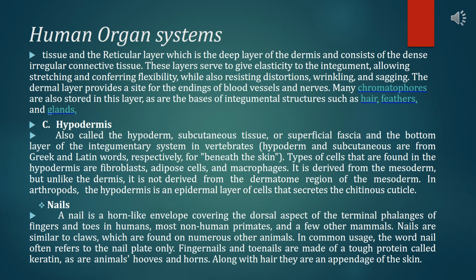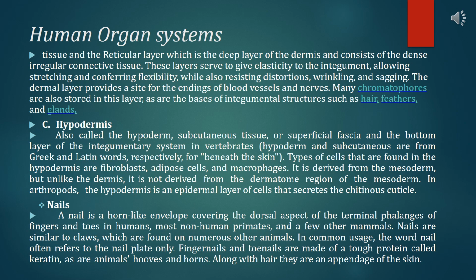Many chromatophores are also stored in this layer, as are the bases of integumental structures such as hair, feathers, and glands. Hypodermis, also called the hypoderm, subcutaneous tissue, or superficial fascia, is the bottom layer of the integumentary system. Invertebrates: hypoderm and subcutaneous are from Greek and Latin words respectively for beneath the skin. Types of cells that are found in the hypodermis are fibroblasts, adipose cells, and macrophages. It is derived from the mesoderm, but unlike the dermis, it is not derived from the dermatome region of the mesoderm. In arthropods, the hypodermis is an epidermal layer of cells that secretes the chitinous cuticle.